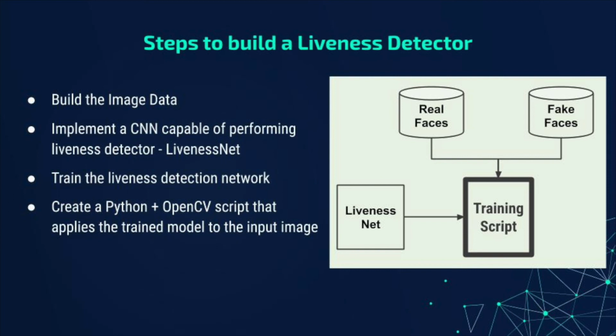Another component needed to train the model for liveness detection is the convolutional neural network, called liveness-net. This network will have as few parameters as possible to reduce the chances of overfitting on our small dataset, and ensure our liveness detector is fast and capable of running in real time. Using the dataset and liveness-net, we can train a liveness detection model with OpenCV, Keras, and deep learning.